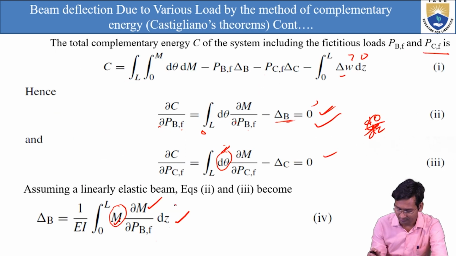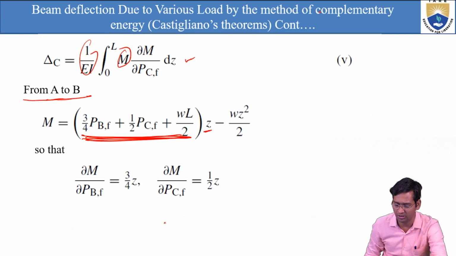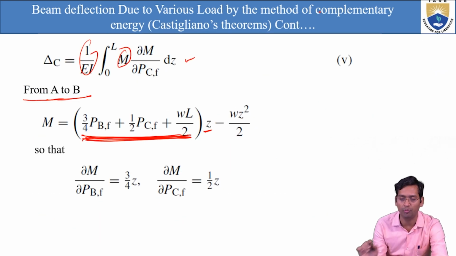So already just here 0 to L we have taken, so in terms of dz only we have to find. So this is the moment, that reaction force we found into Z, and minus this is what?